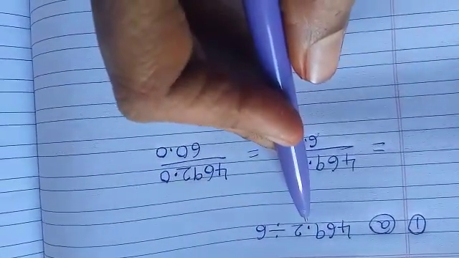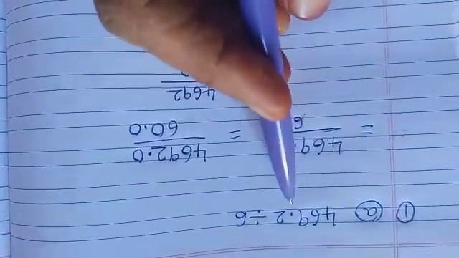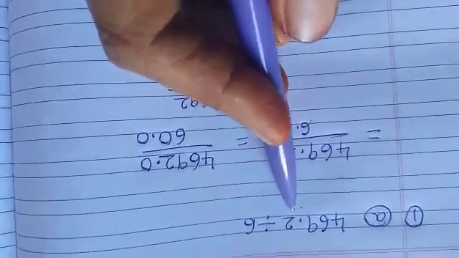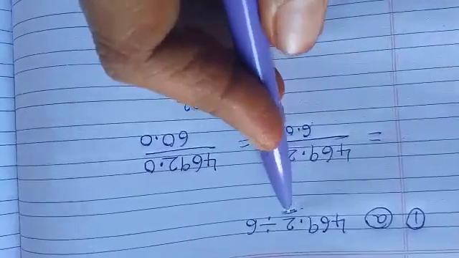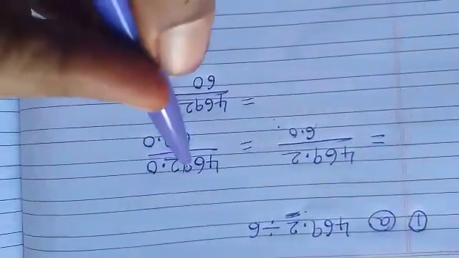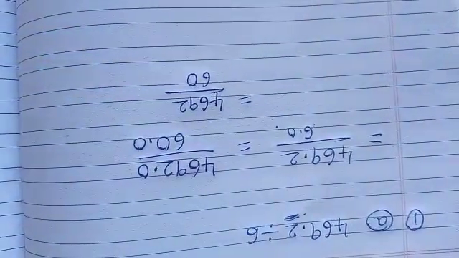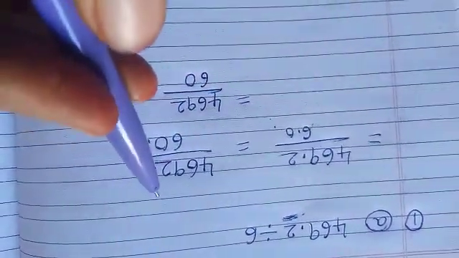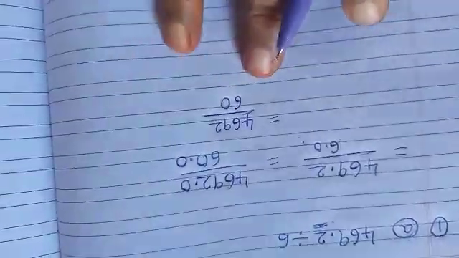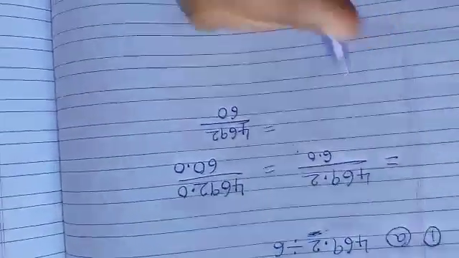Here it is a decimal point. It has a decimal point before one digit. In the decimal part there is only one digit, so we are moving the decimal point by one place to the right. And then only we are going to do the division.